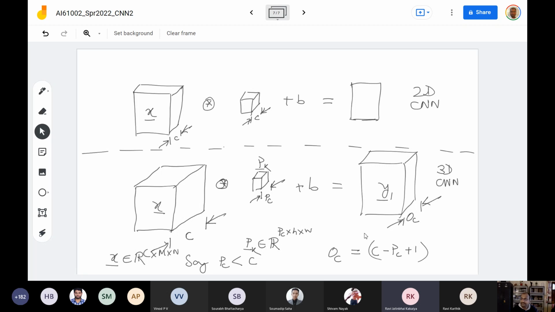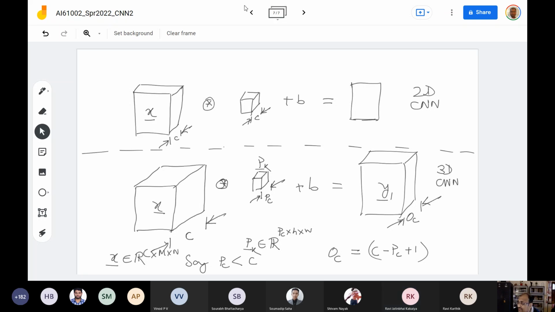Okay, sir. One more question, sir. Somewhere I have read that this is called a filter, right? Yes, PK is also called a filter. It's called a kernel, a filter, whatever you call it. And I have seen that the number of filters we are using will be the output channels.